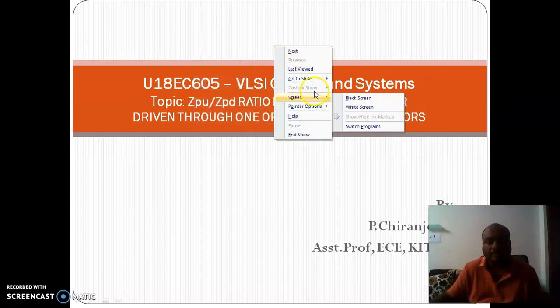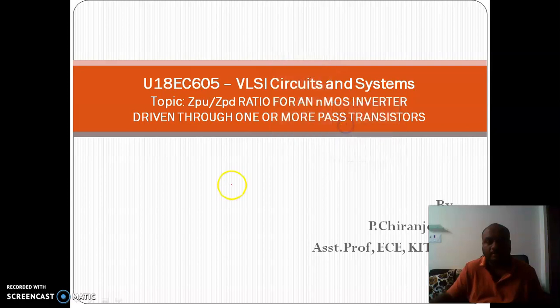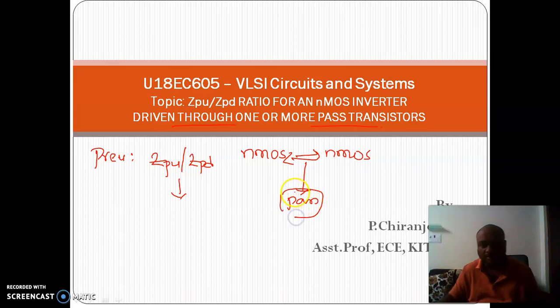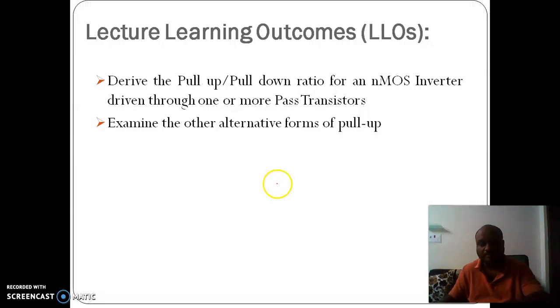Today's topic: ZPU by ZPD ratio for an nMOS inverter driven through one or more pass transistors. In the previous topic, we derived the ZPU by ZPD ratio for an nMOS inverter driven by another nMOS inverter. Now we are going to consider the same ratio for an nMOS inverter driven through one or more pass transistors. Let us go into the details.